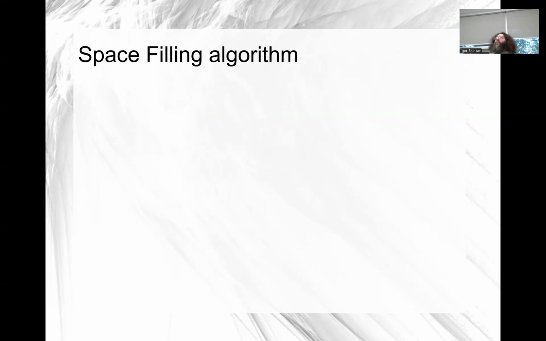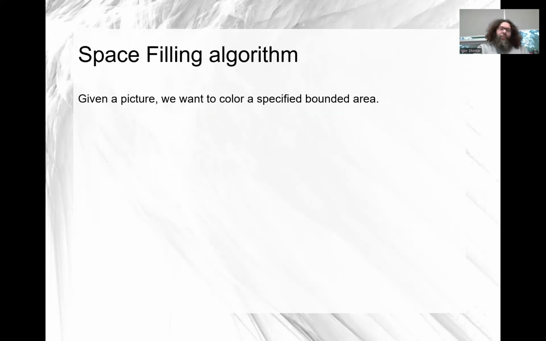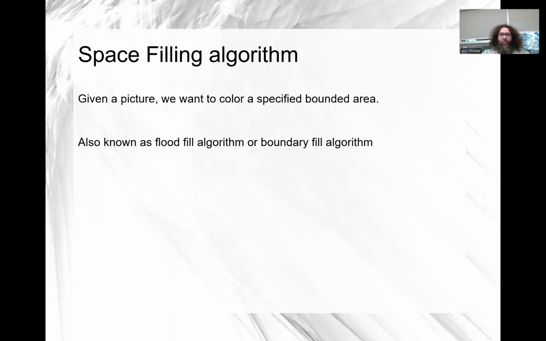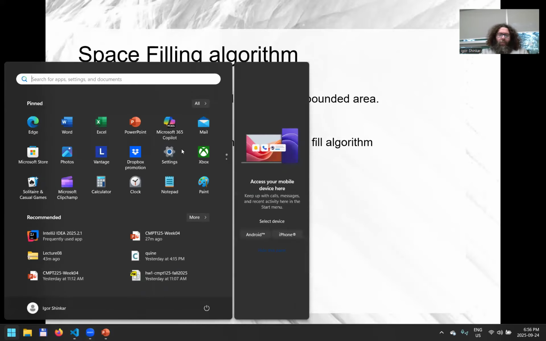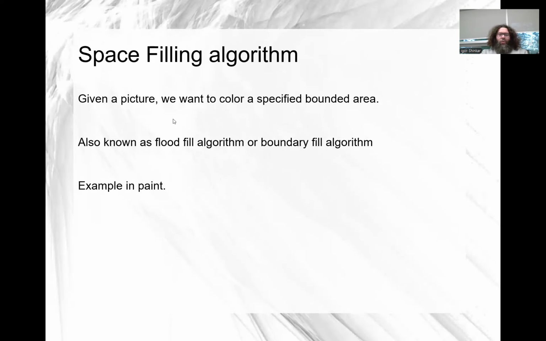And the last example of recursion is these space filling algorithms. Let me first tell you what it does, and then we'll look at the code. So here's what it does. We get a picture, and we want to color, maybe with red, a specified bounded area. It's known as the flood fill algorithm or boundary fill algorithm. And let me use Paint to show you what I mean.